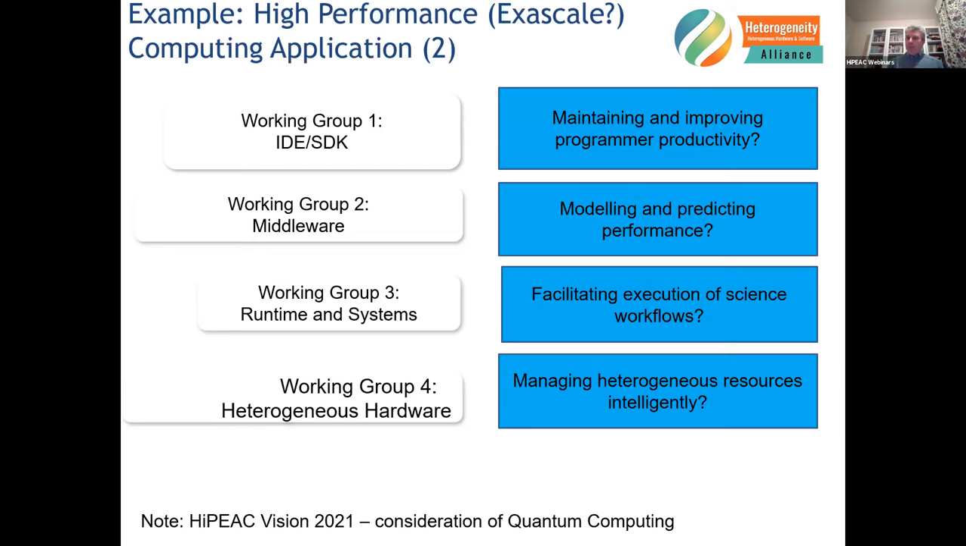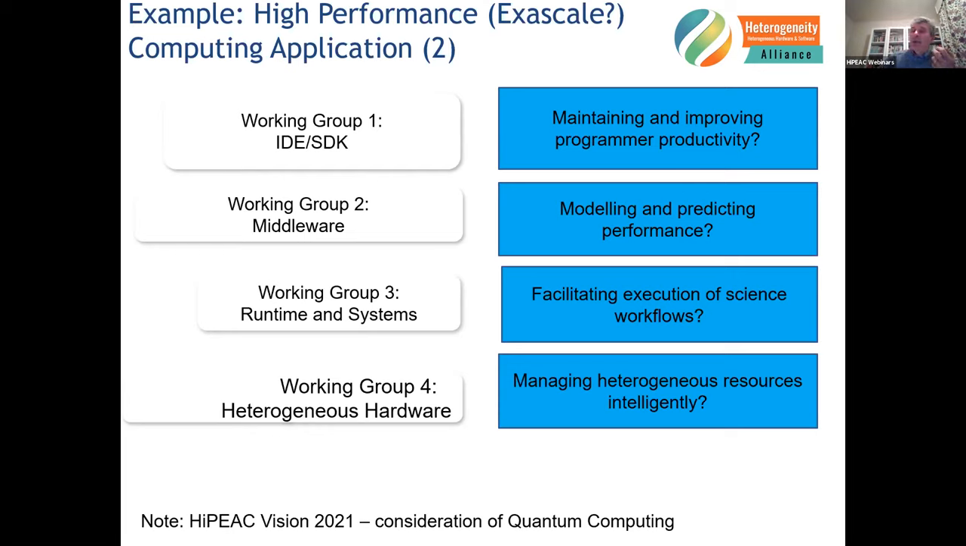Regarding the concept of exascale, we at the Alliance are very much interested in answering a number of questions. How do you maintain and improve programmer productivity in an exascale environment? How would you see the next version of MPI where you run on millions of cores, as an example? How do you model and predict performance in an exascale environment? Next year, or in 2 years' time, when you have a supercomputer that is truly an exascale computer, and they are coming, how do you prepare for that?